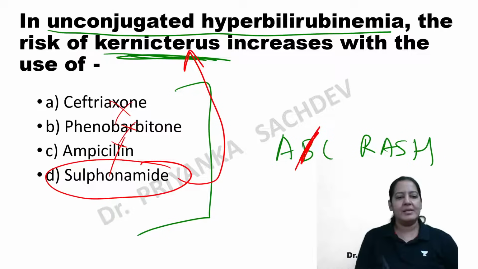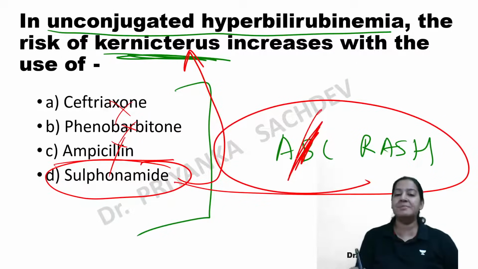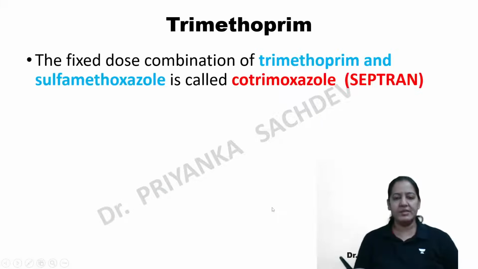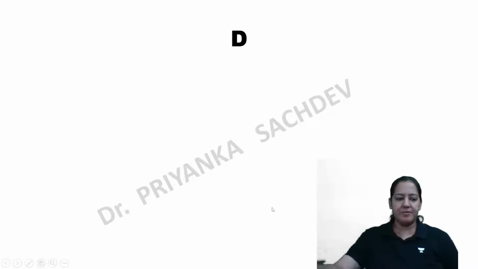Not C. C is ampicillin. This is not a side effect of penicillin. It is a side effect of sulfonamide. In the mnemonic of the side effects of sulfonamide, B is bilirubin displacement. So the correct answer is D. You got my point? So we are done with the questions based on this chapter.